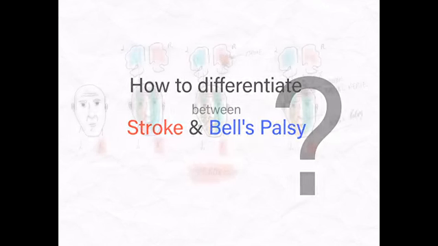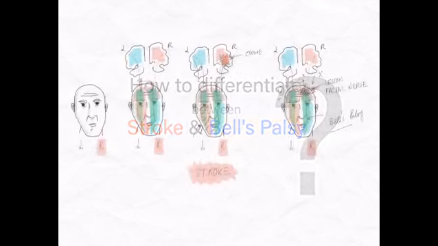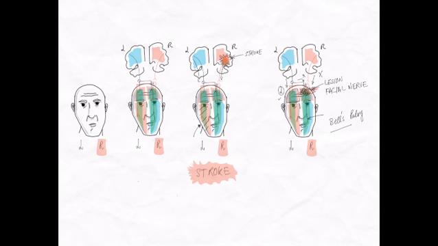Stroke or Bell's palsy? That is the question. This is a situation where a patient can present to you with stroke and you can mistakenly diagnose the patient with Bell's palsy, or the other way around. So it is important to understand how to diagnose a patient and differentiate between Bell's palsy and stroke.